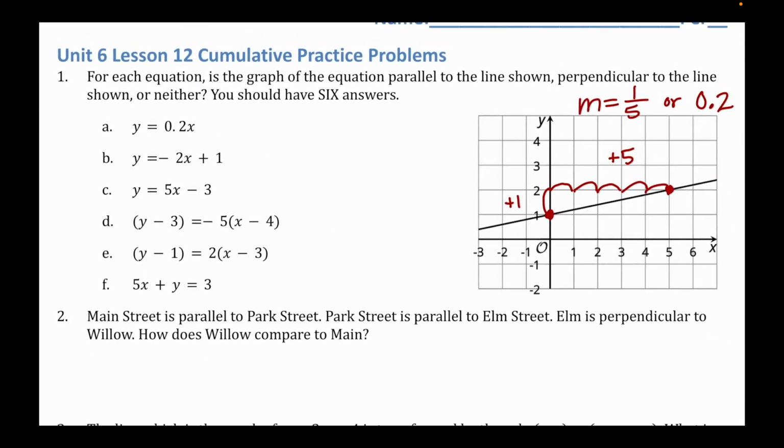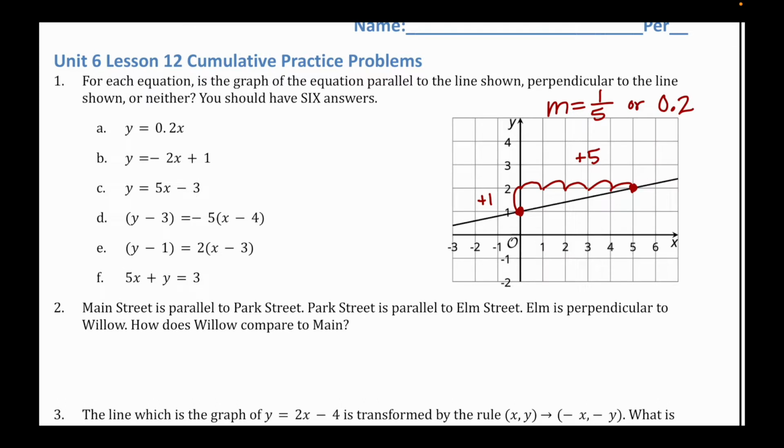If we have 0.2x, that one works. Actually, we're not going to circle; we have to actually write for each one. So this one is going to be parallel. For the next one, we have -2. That is neither, because perpendicular to this should be switching to 5 over 1 and then switching it to negative.